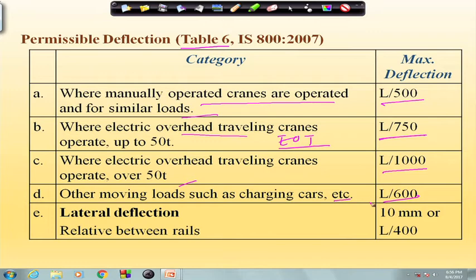And for lateral deflection, relative between rails can be considered as 10 mm or L by 400, whichever is less. So, the permissible deflections are given in table 6, from which we can take the value, and the maximum deflection which is coming we can calculate, and we can check whether from serviceability point of view the design is okay or not.